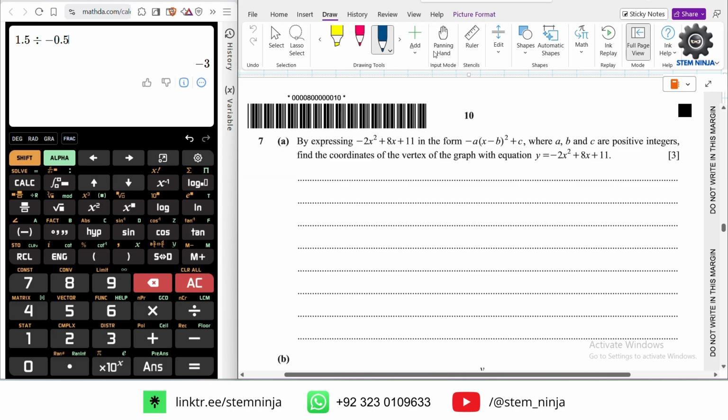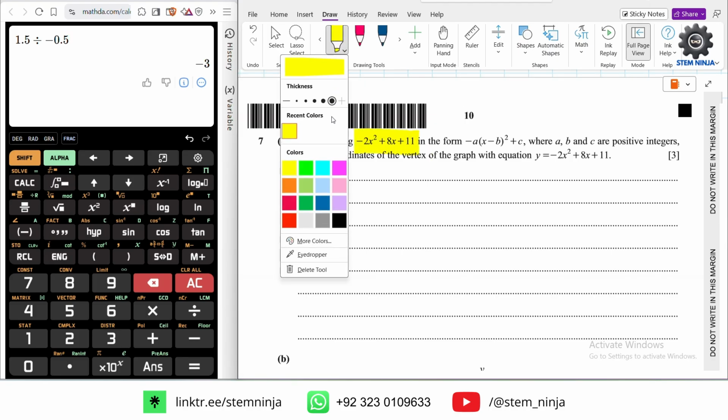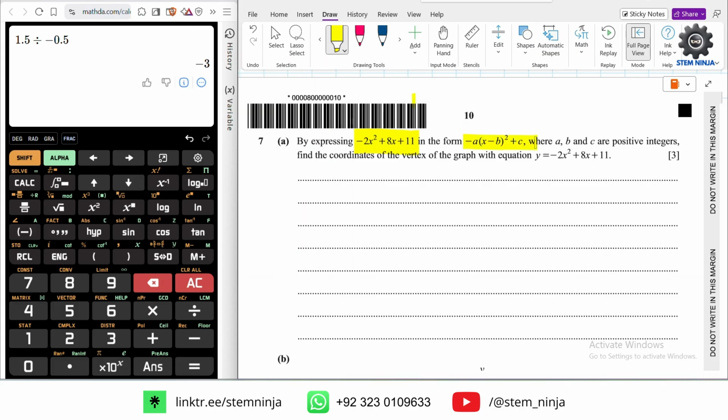Okay, so question number 7. By expressing minus 2x squared plus 8x plus 1 in the form minus a x minus b plus c, where a, b, c are positive integers, find the coordinates of the vertex of the graph with the equation. Alright, so first off, we can take minus 2 out. You take minus 2 out, this becomes x squared minus 4x plus 11.